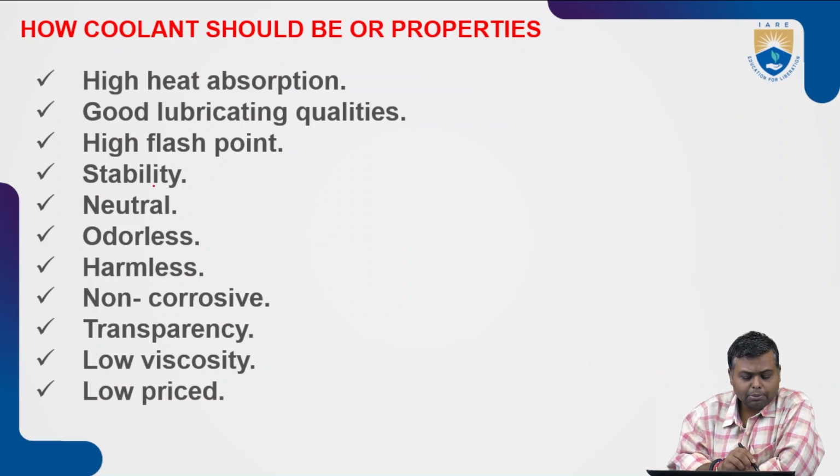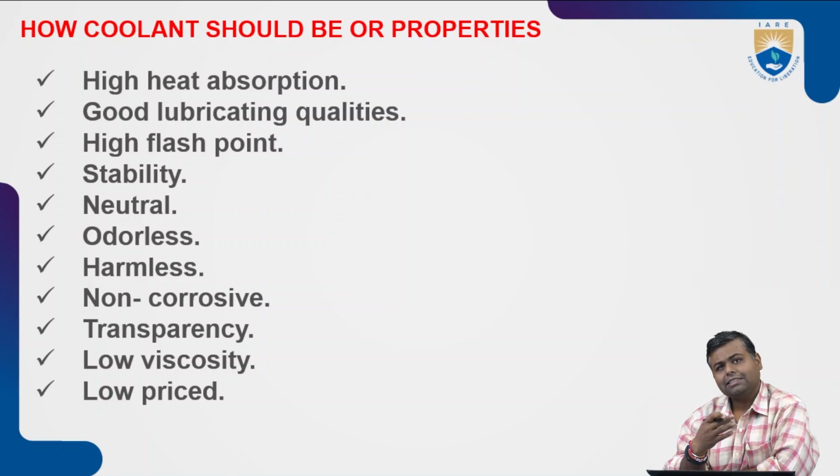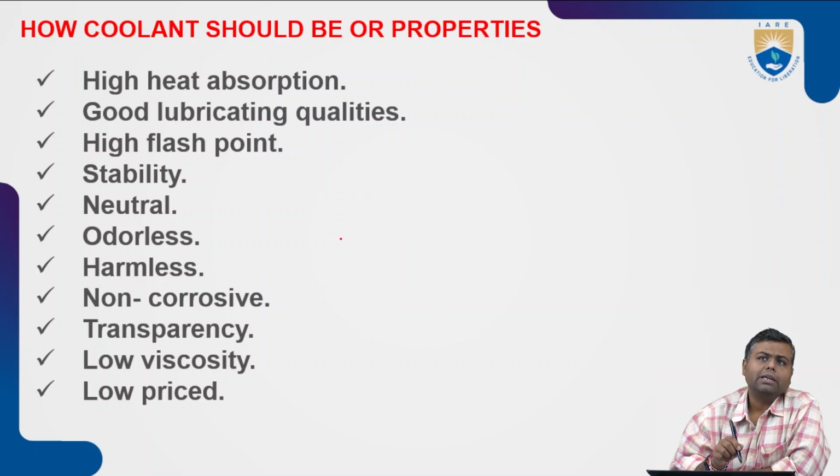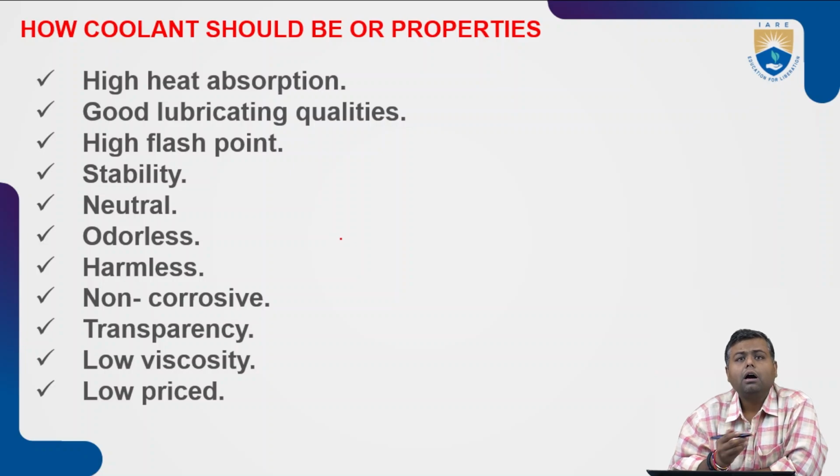The next one is stability. Stability means it should retain its own nature. If it doesn't retain its own nature when the process is taking place, if it changes its phases, then it loses its stability. So it should be stable during the process. Next, it should be neutral. Neutral, in a sense, means it should not be reactive when the machining process takes place. If it is reactive, then the machining process will have different results. That means there might be a loss of the proper nature of the workpiece.